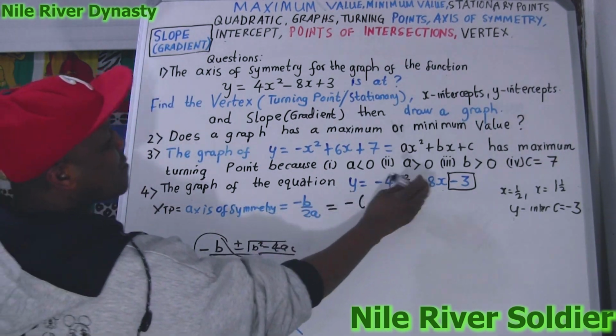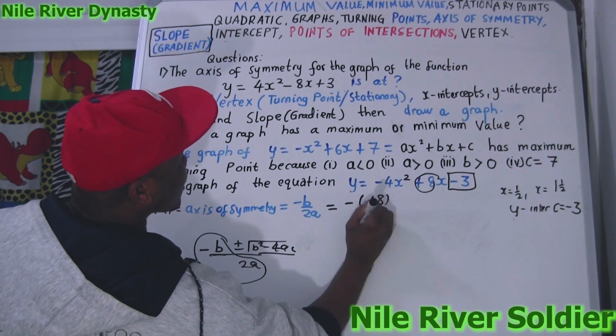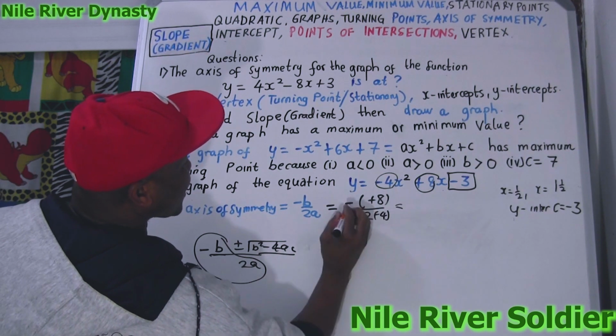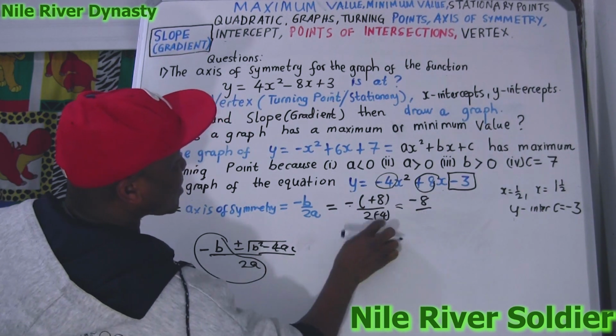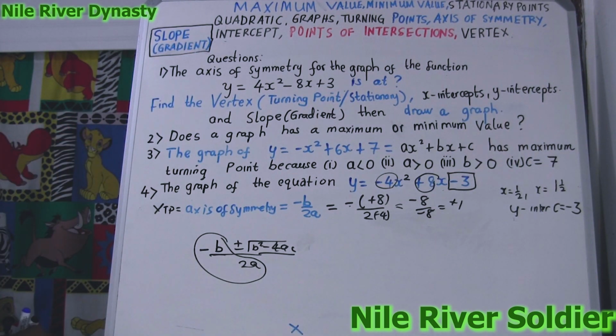What is b? b is this number here, the one with 1x. Negative positive 8 over 2 times a. What is a? a equals -4. So now this will be -8 over -8, which equals positive 1. So x at the turning point equals 1.